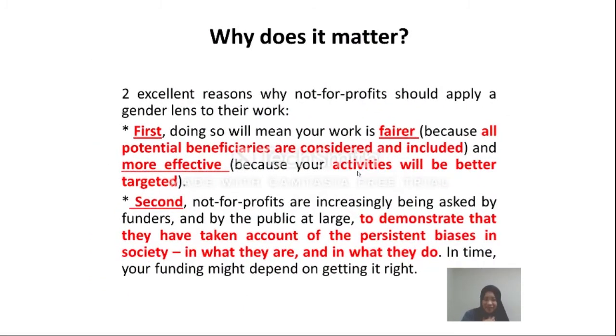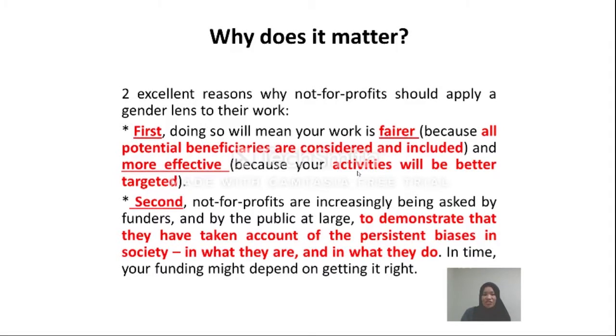So why does it matter? There are two excellent reasons why not-for-profits or non-government organizations should apply a gender lens to their work. First, doing so will mean your work is fairer, because all potential beneficiaries are considered and included, and more effective because your activities will be better targeted, meaning you also target the most vulnerable population. Second, not-for-profit or non-government organizations are accountable in what they do. In time, your funding might depend on getting it right.